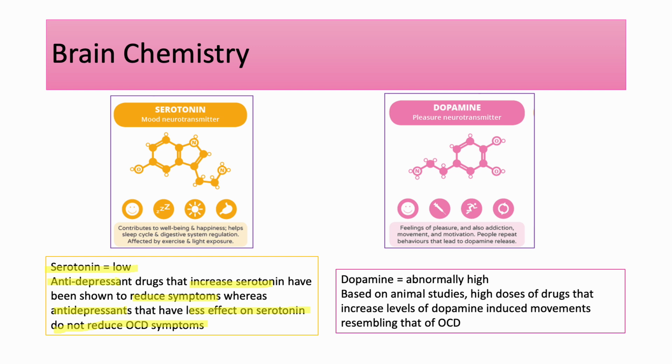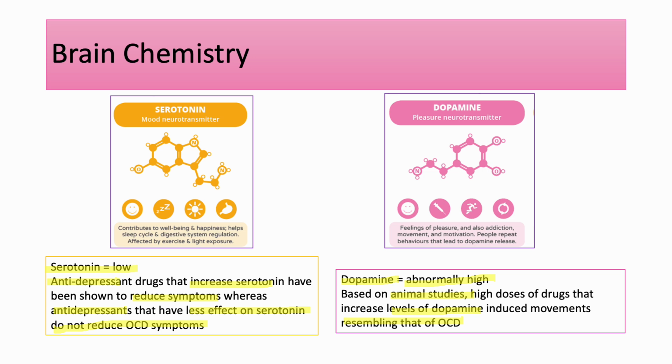There's also research that suggests dopamine, another neurotransmitter, is high in individuals with OCD, higher than the average person. This comes from animal studies that gave high doses of drugs to increase dopamine, and this created movements resembling those of OCD in animals, maybe repetitive tapping, etc. Behaviours that demonstrate that they can't control their own behaviour, those compulsions. So that's the role of brain chemistry and neurotransmitters.